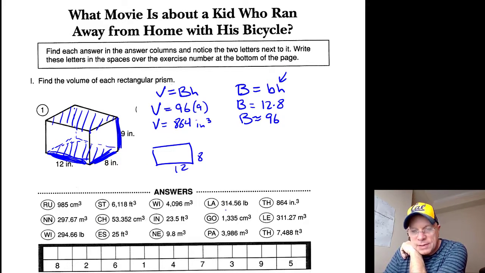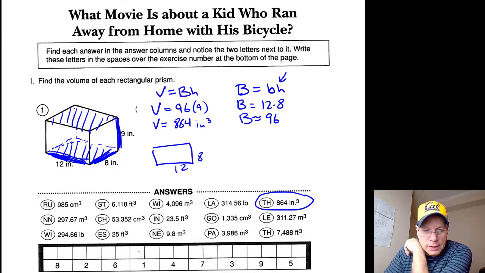And the nice thing about these kinds of puzzles is they're called self-assessing. So you can check down here and see if you see the answer. If you don't see it, something went wrong. And the directions tell us to write those letters in the spaces above the exercise number. So I'm going to put a TH above the 1, so a TH goes here.